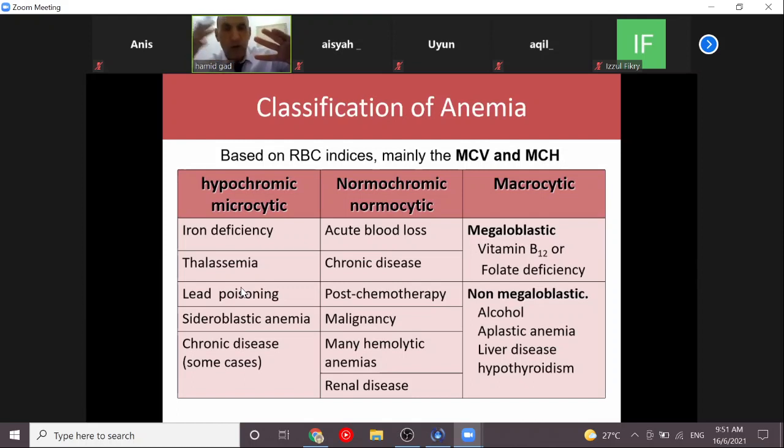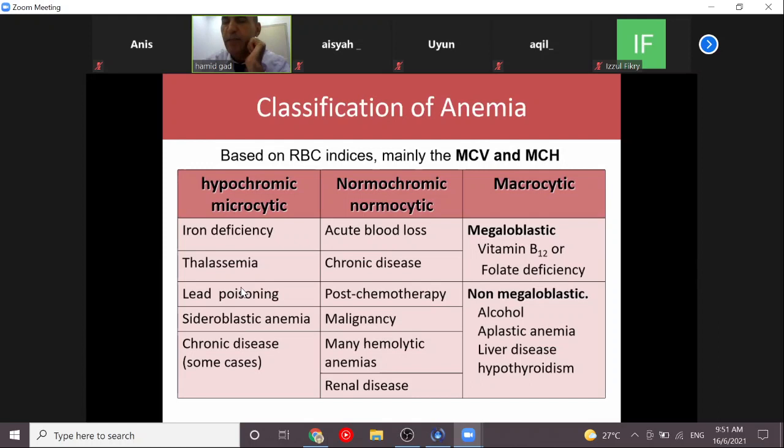anemia of chronic disease, in some cases, because anemia of chronic disease can also produce a normocytic type, but you have to keep it in mind, sideroblastic anemia, and lead poisoning. 5 differential diagnoses. Always remember these 5. This is when you find hypochromic microcytic type of anemia.